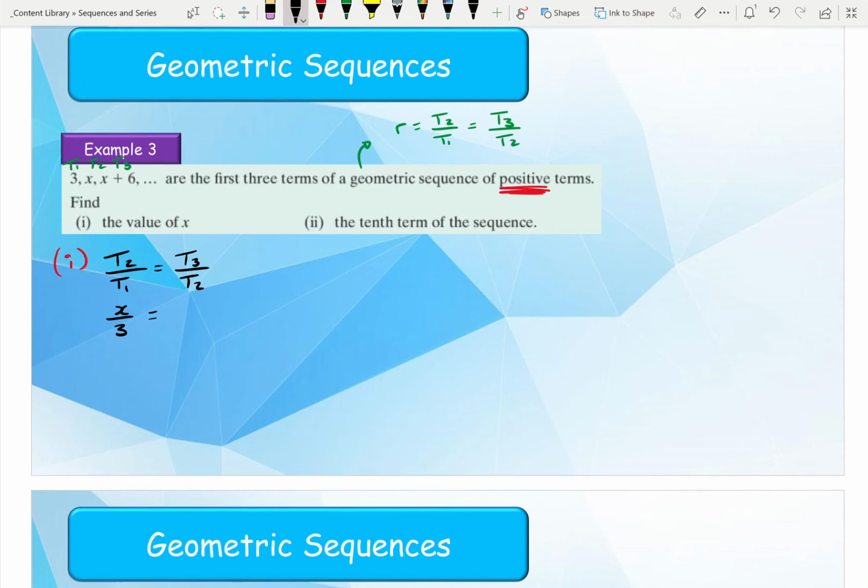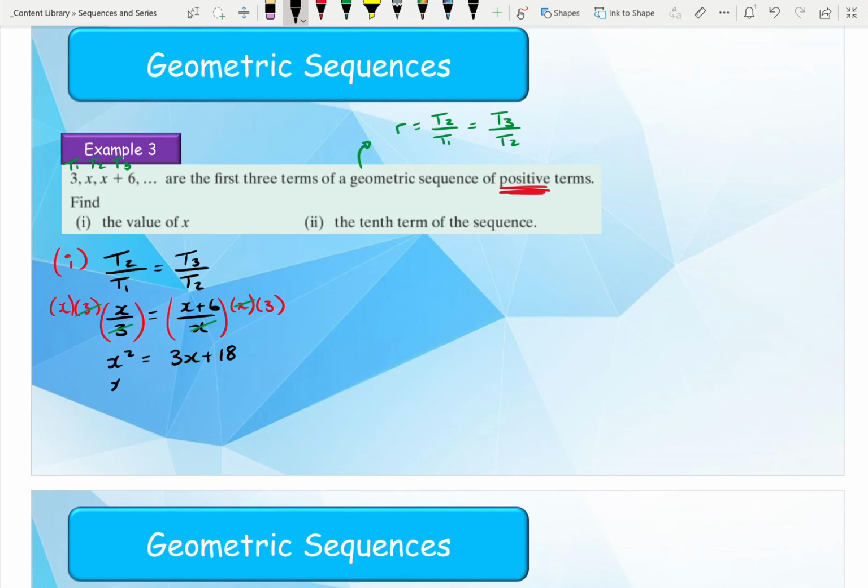So I have x over 3 is equal to x plus 6 over x. I'm going to take now both sides and multiply it by the denominator of each fraction to get rid of my fractions. So I multiply by 3 on both sides and I multiply by x on both sides. I can see on the left hand side my 3's are going to cancel, and on the right hand side my x's are going to cancel. So I get x by x, x squared, is equal to 3x plus 18.